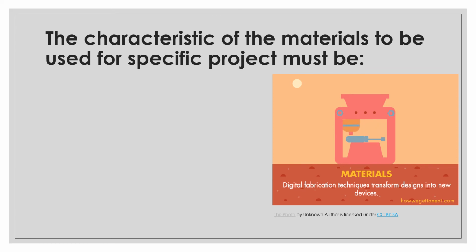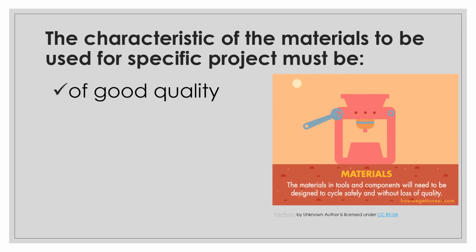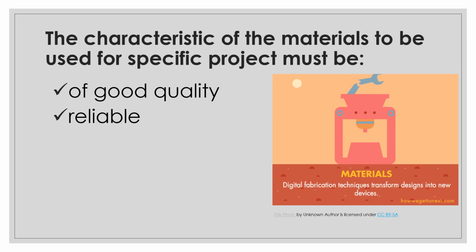This means that the characteristic of the materials to be used for a specific project must be, of course, number one, of good quality. This is the most important factor when choosing materials to buy. Products with good quality are long-lasting and safe to use because you know that it follows certain standards before being commercialized. Number two, reliable. It means that you can be sure that it will perform its function well, it will also operate safely, and it will give you the best it could give.